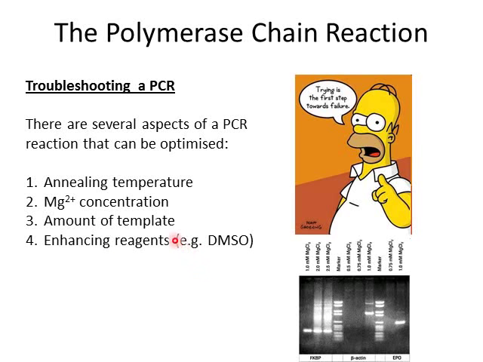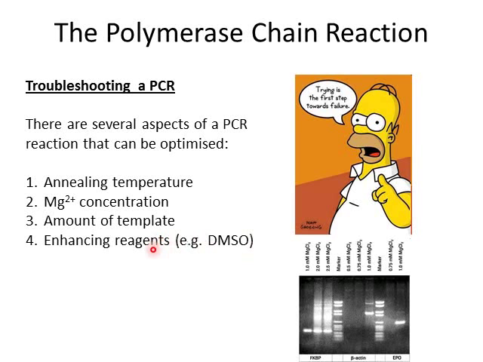Another important thing is the amount of template that you use in the PCR reaction. We've already talked about that. Too much can inhibit the PCR if there are impurities present. Obviously you need a certain amount of starting material, but it's very little. And the final thing is enhancing reagents, which are often included in PCR, such as DMSO, dimethyl sulfoxide.